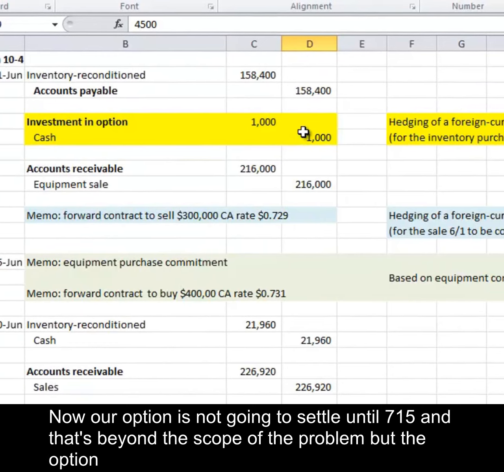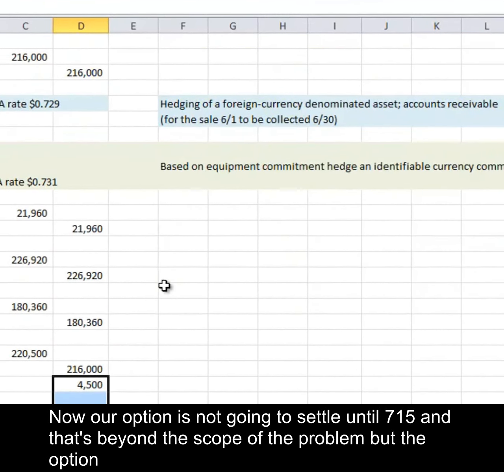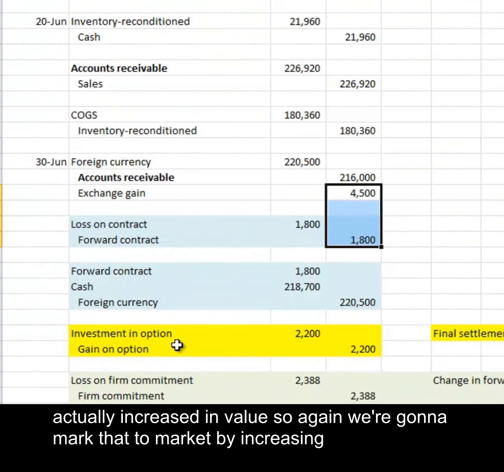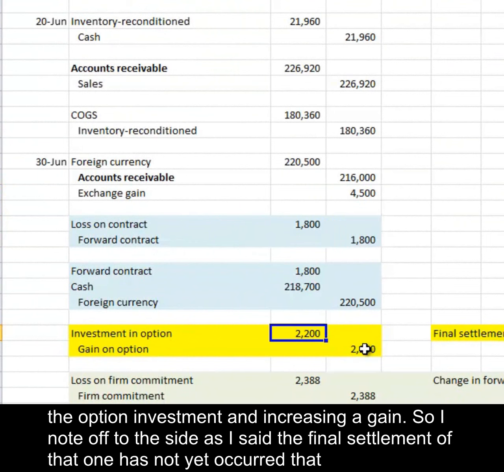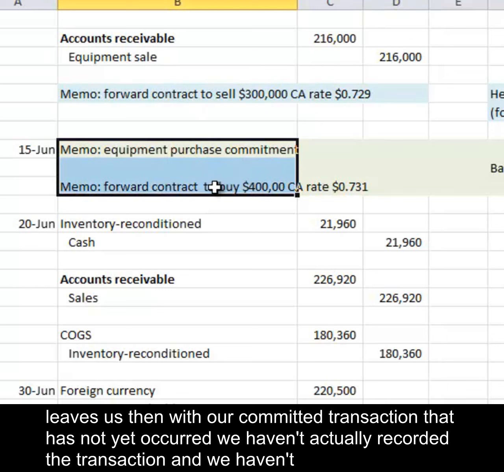Now our option is not going to settle until 7/15, and that's beyond the scope of the problem, but the option actually increased in value. So again, we're going to mark that to market by increasing the option investment and increasing a gain. So, and you note off to the side, as I said, the final settlement of that one has not yet occurred. That leaves us then with our committed transaction that has not yet occurred.